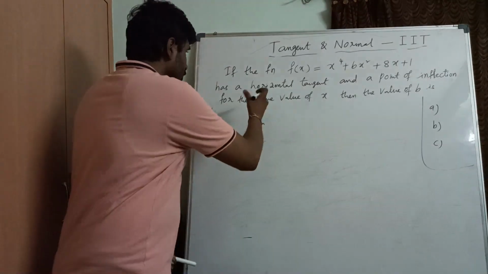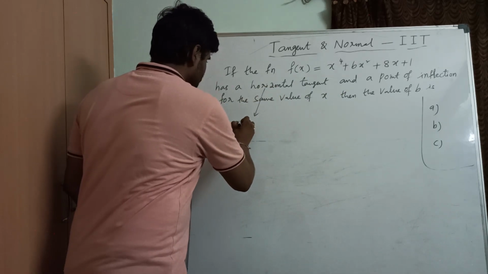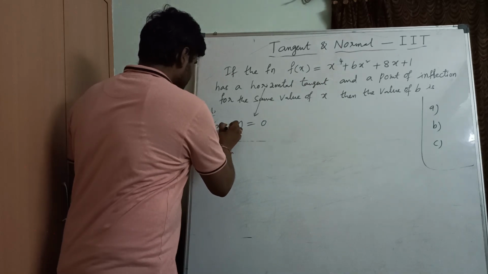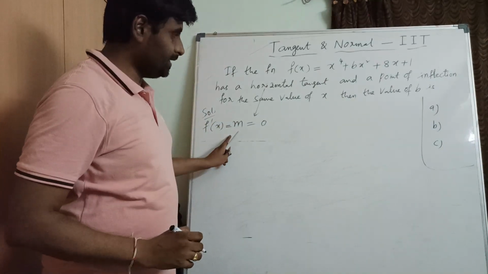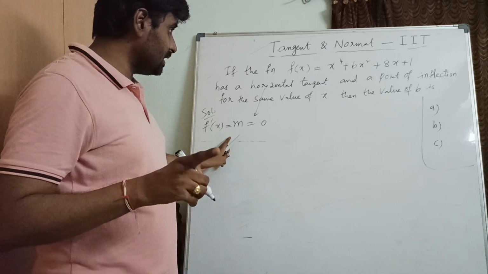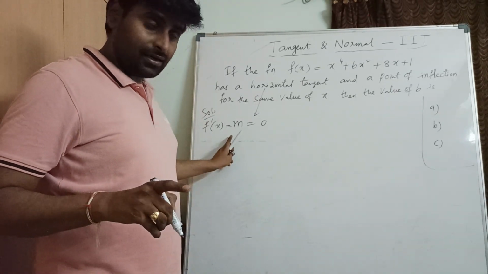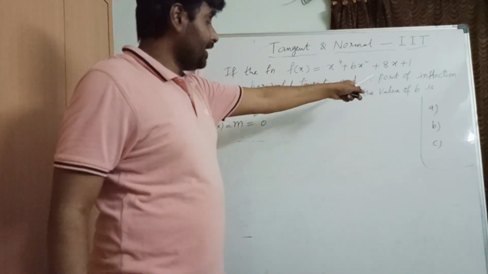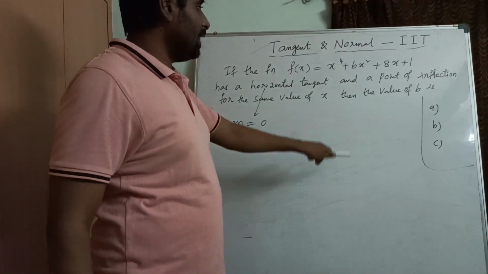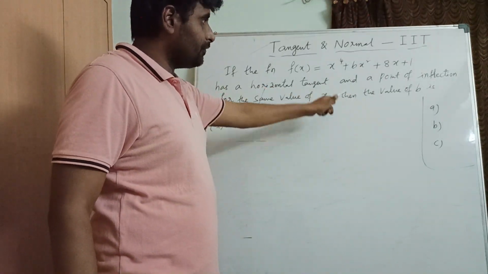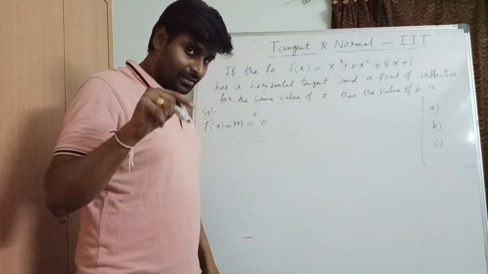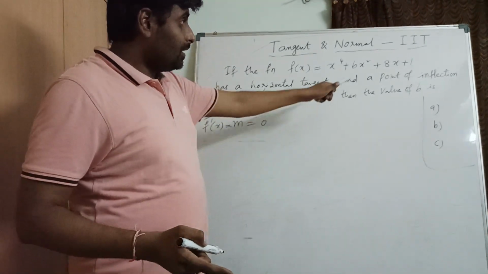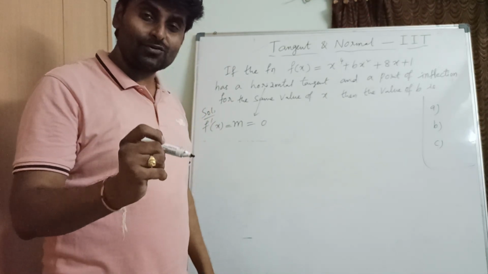So from this, what can you say? Slope is 0 means f dash of x equals 0. Clear? Hope you can understand, right? Whenever a curve is having a horizontal tangent, it means the tangent is parallel to the x-axis, so slope is 0, that we know. And a point of inflection for the same value of x, then the value of b is, we are going to find the value of b where d square y by dx square equals 0.